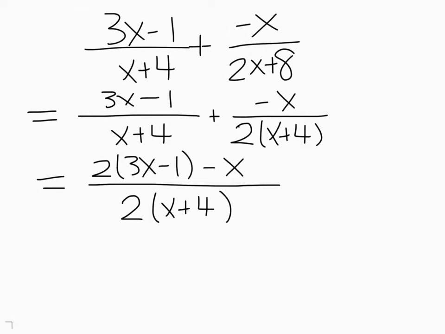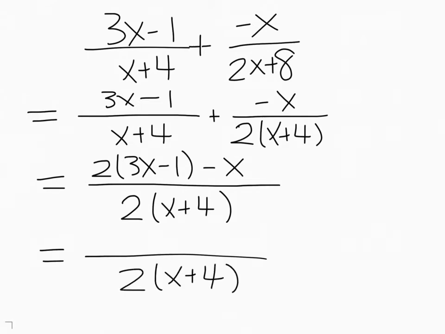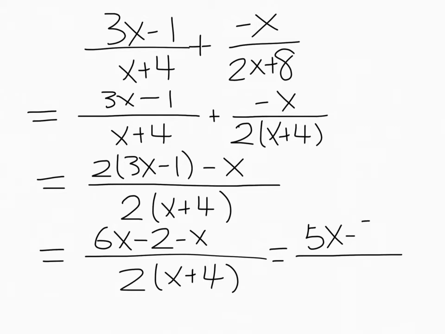Of course, I will get the 2 times x plus 4. Once I have the same denominators, then I can go ahead and add the numerators, add the top. 2 times 3x, so that's 6x. 2 times negative 2, that's negative 4, minus x. Collect like terms, simplify if you can. 6x minus x, so I have 5x minus 4.